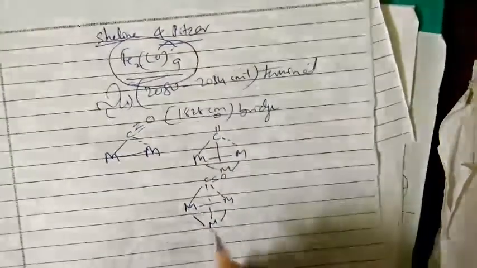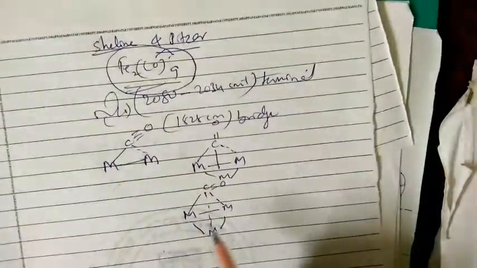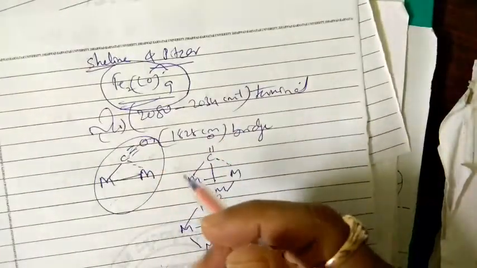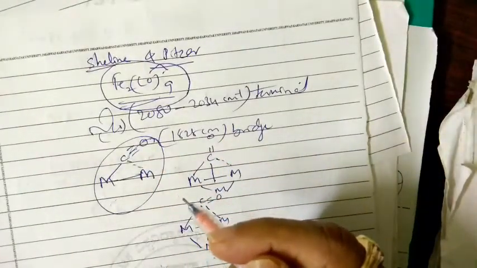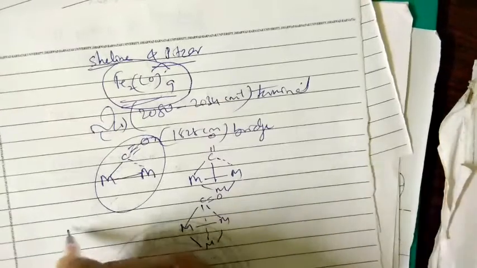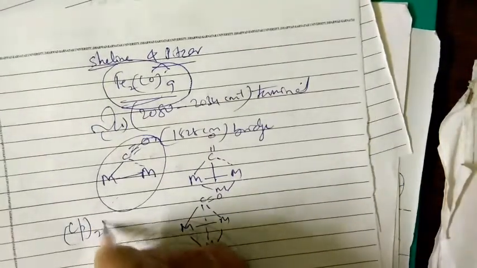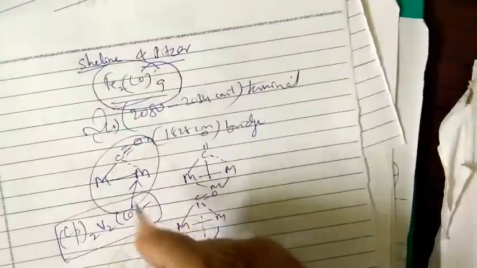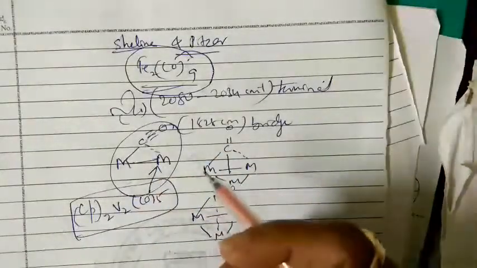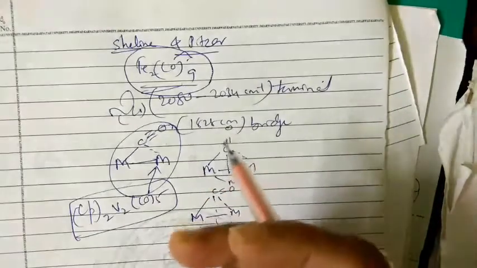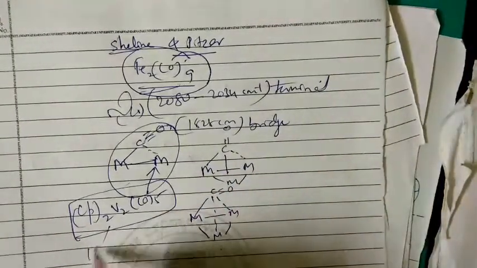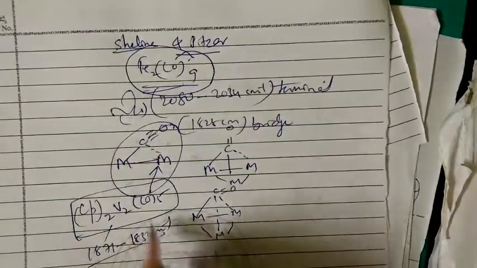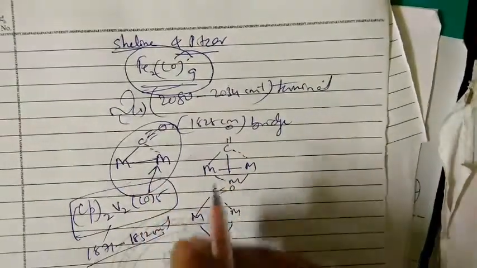These are semi-bridging carbonyls. We say it as a semi-bridging carbonyl sometimes, and they are present in some complexes like cyclopentadienyl 2 vanadium pentacarbonyl. You can see these semi-bridge type complexes, and their carbonyl bands are assigned at 1871 to 1832 per centimeter.